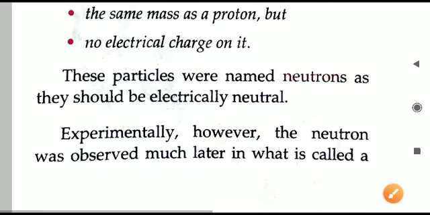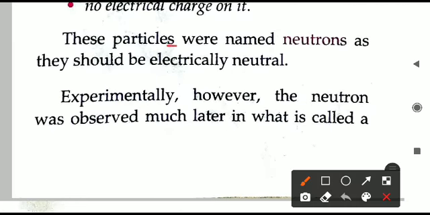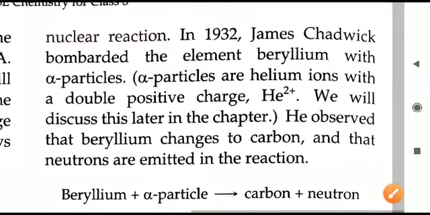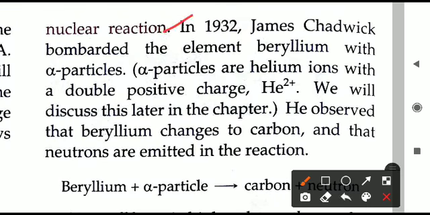It was later found that these particles were given the name neutron and they are electrically neutral, and experimentally it was proved later on. Although we had given this name neutron and said that it is electrically neutral, experimentally it was not proved at first. Later it was observed in a particular experiment, a nuclear reaction. In 1932, James Chadwick performed an experiment, a nuclear reaction.